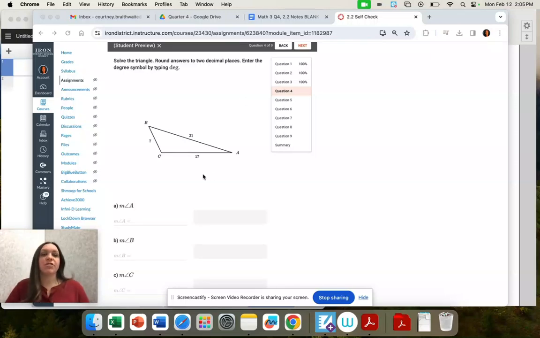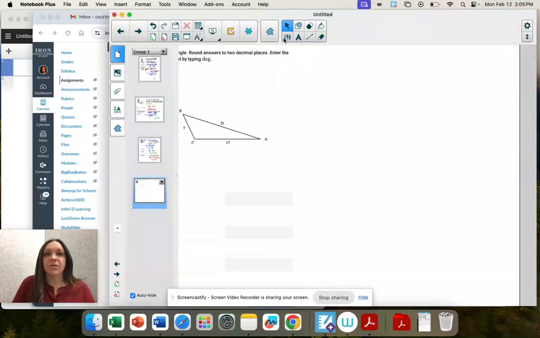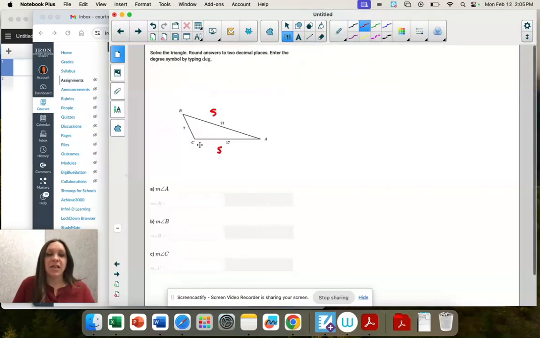Question 4, solve the triangle. So look at what we're given. It's just like our last one. We're given 3 sides, so side, side, side. When we're given 3 sides, we're going to use law of cosines.